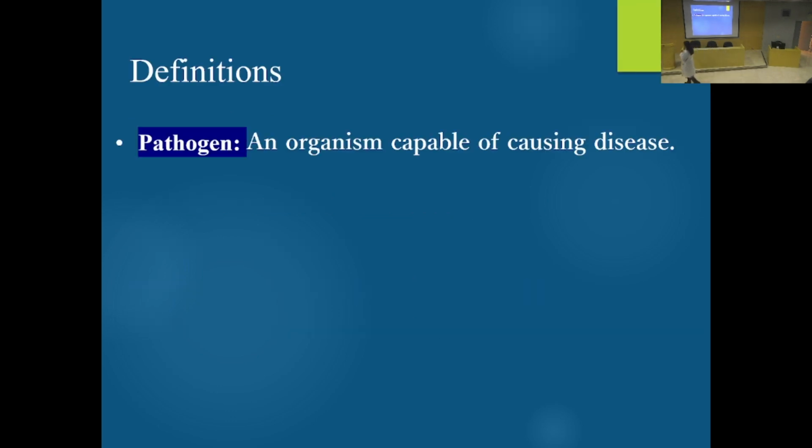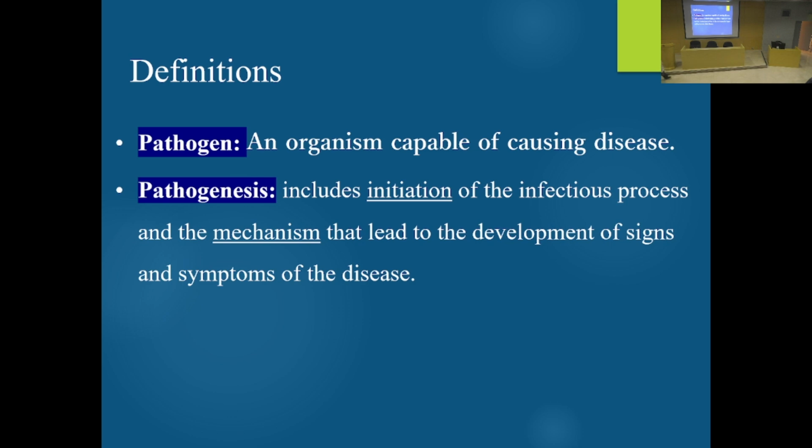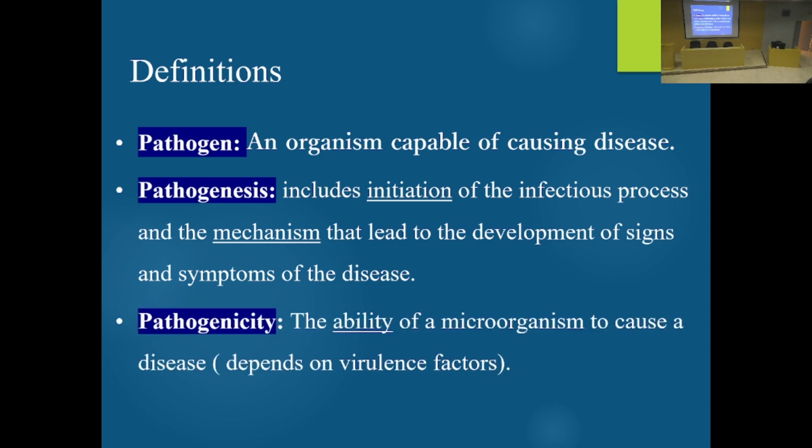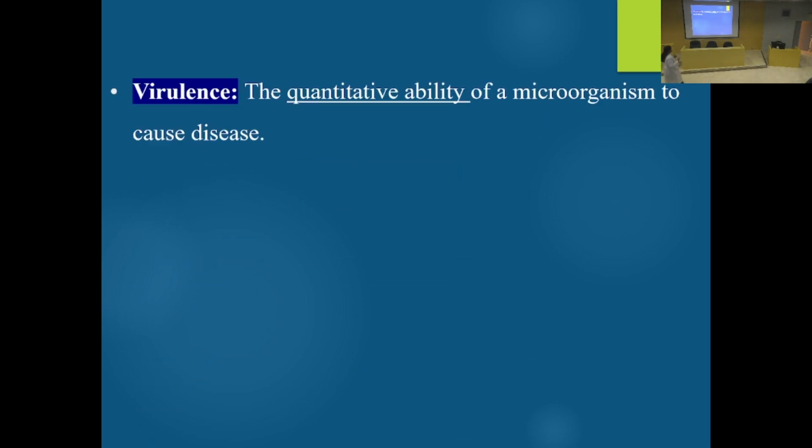Coming to definitions, I think by now you all know what these terms are. Pathogen means an organism which is capable of causing disease. Pathogenesis is the mechanism involved in disease. Pathogenicity is the ability of the organism to cause disease. Coming to virulence, virulence is the quantitative ability of the organism to cause disease. So you see some pathogens are less virulent, and some are highly virulent.